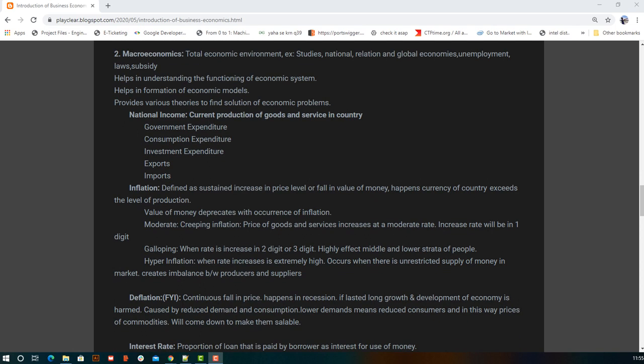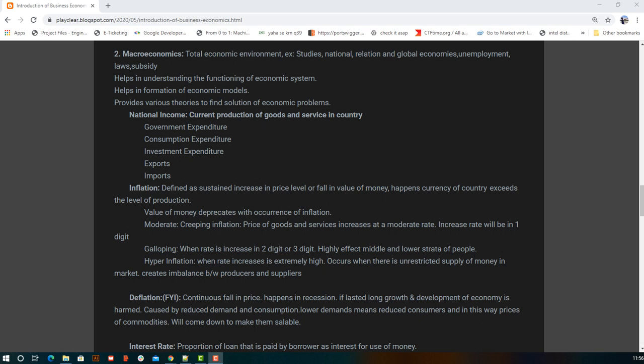Next we have inflation. It is defined as a continuous or sustained increase in price level or fall in the value of money. The increase in price level and decrease in the value of money happens when the currency of the country exceeds the level of production. Next, the value of money depreciates. Yes. Now in this inflation we have three subcategories: moderate, galloping, and hyperinflation. Because we are sure that the value of money is decreasing, but at what rate? Based on that we have these categories.